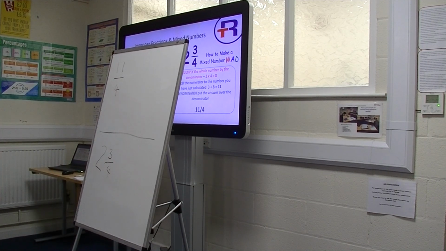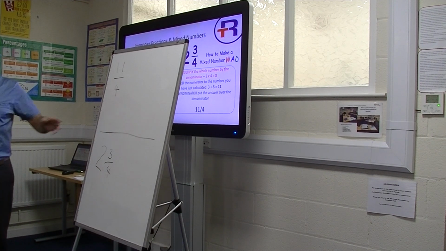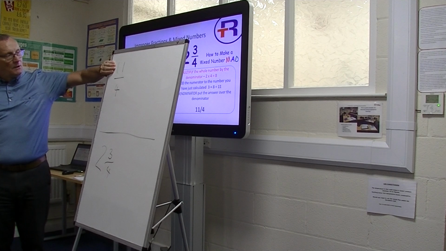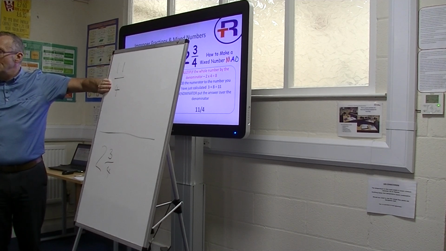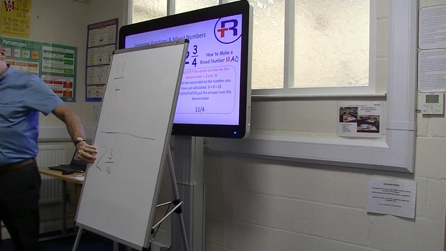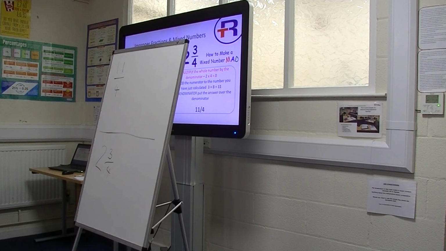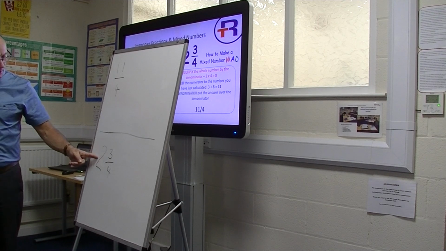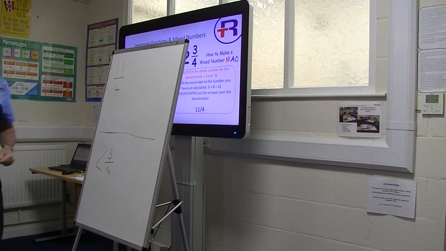This one at the top here, 11 over 4, is an improper fraction. It's a fraction, but it's improper because the top number is bigger than the bottom number. This one at the bottom is what's called a mixed number, and it's a mixed number because it's a mixture of a whole number and a fraction.